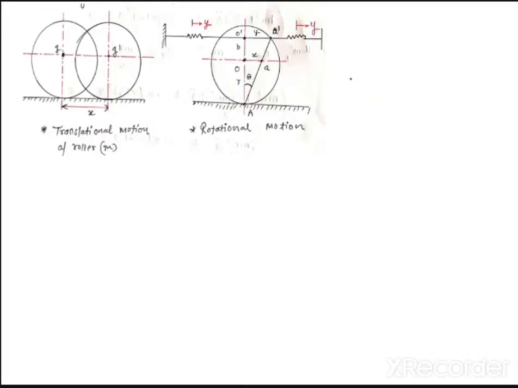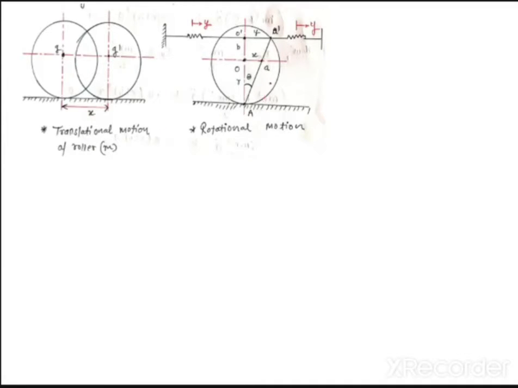First of all, we have a translational diagram. Translational motion means the distance between G and G dash is nothing but x, which means the center is displaced by x, right? Translational motion means G to G dash, the distance is x.